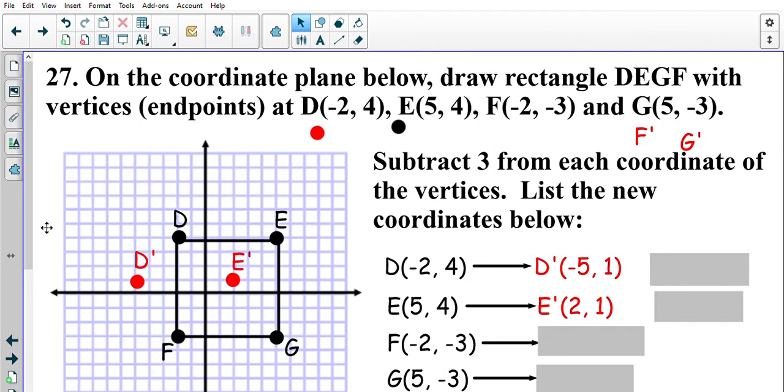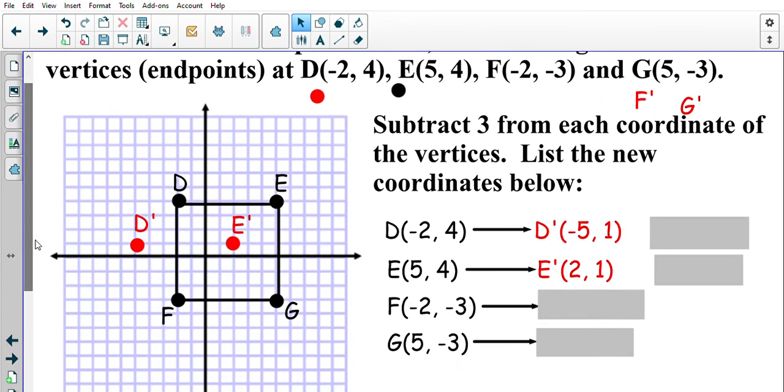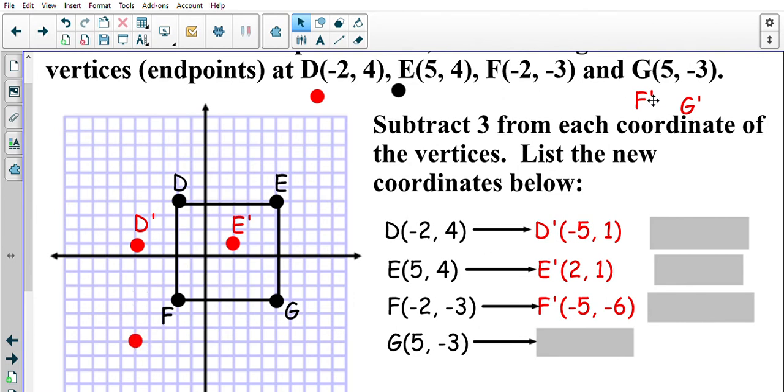F, let me slide this up. So F was at -2, -3. -2 minus 3 is -5. -3 minus 3 is -6. So we've got -5, -6. So 1, 2, 3, 4, 5, 6. This will be F prime.